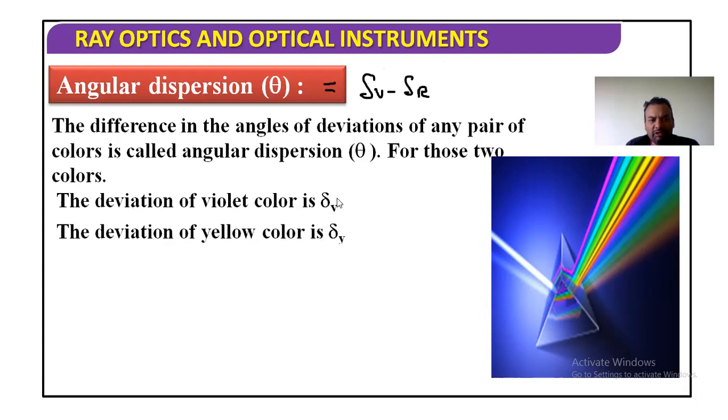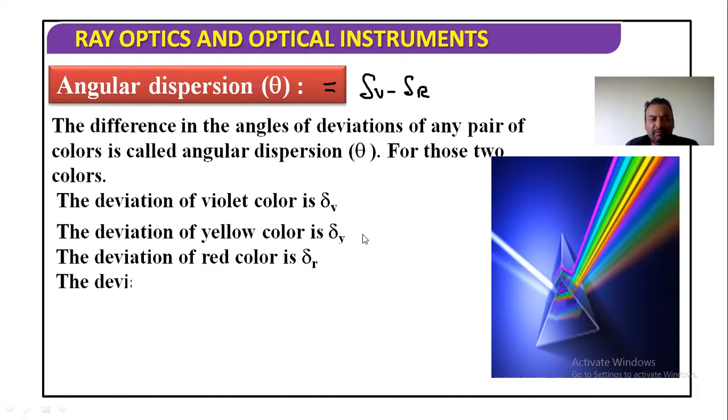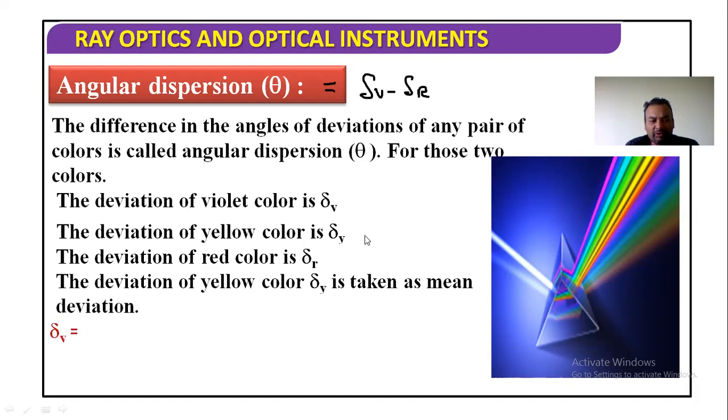Now we know that deviation of violet color is delta V, deviation of red color is delta R. Here one more important thing is the deviation of the yellow color, because yellow color lies between violet color and red color. So the yellow color is also called mean color, and this delta Y is called mean deviation. Yellow color lies between violet and red, so it has its own deviation, which we call delta Y. Because it is in the middle, delta Y is called the mean deviation.